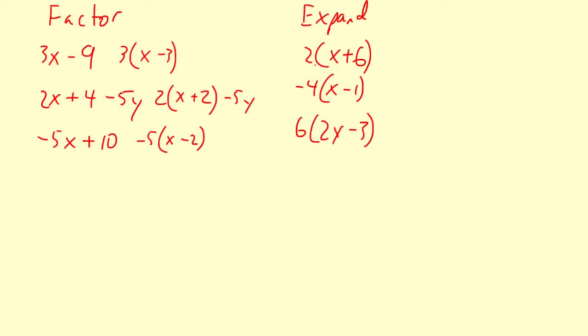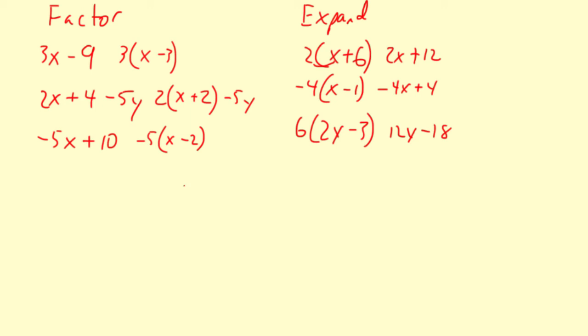Expanding, you're just distributing. So 2 times x is 2x. And then 2 times plus 6 is plus 12. Next one, negative 4 times x is negative 4x. And negative 4 times negative 1, that's plus 4. Next one, 6 times 2y, well 6 times 2 is 12, and then the y is multiplied also. 6 times 2y is 12y. And then 6 times negative 3 is negative 18, so it's minus 18 here.